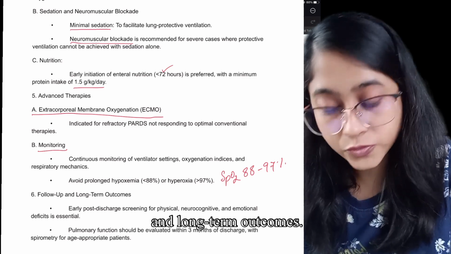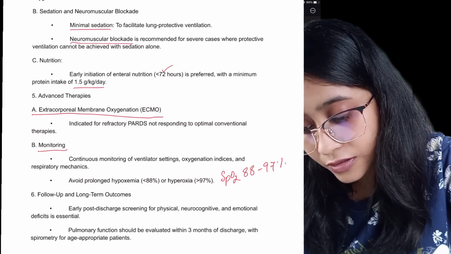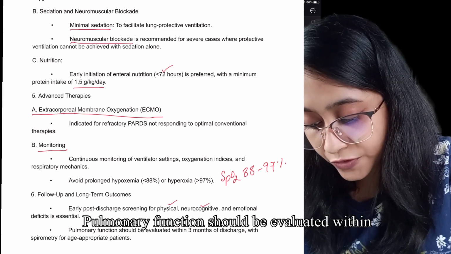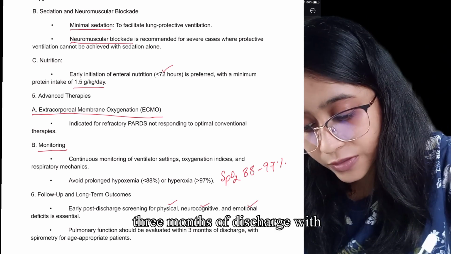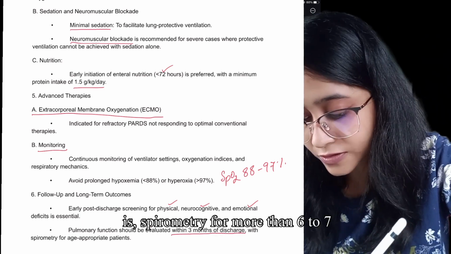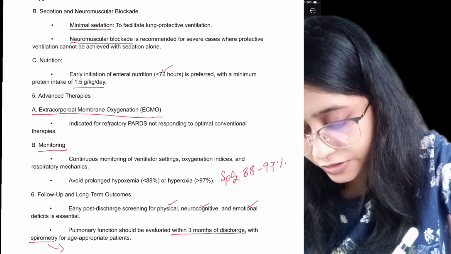Follow-up and long-term outcomes. Early post-discharge screening for physical, neurocognitive, and emotional deficits is essential. Pulmonary function should be evaluated within 3 months of discharge with spirometry for age-appropriate patients. That is spirometry for patients more than 6 to 7 years old.